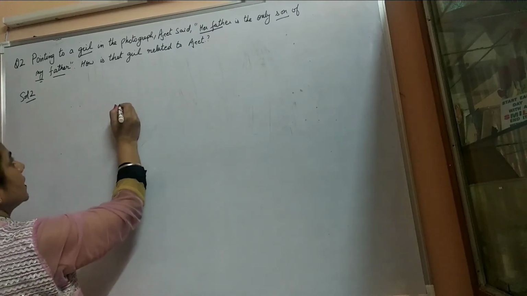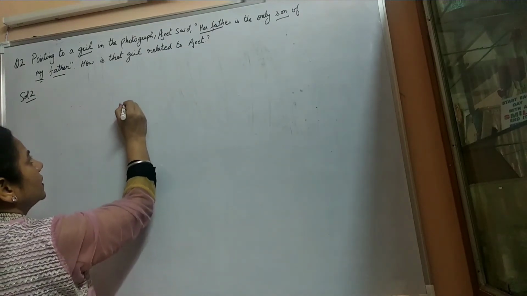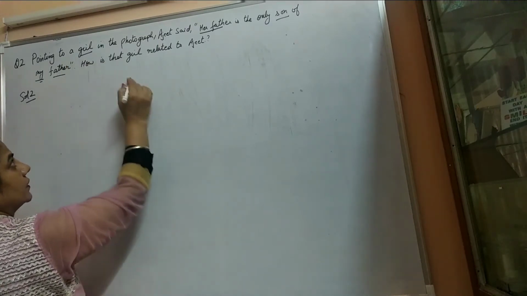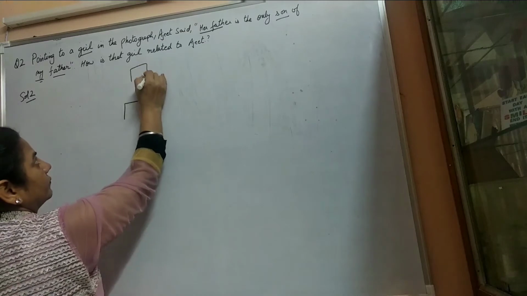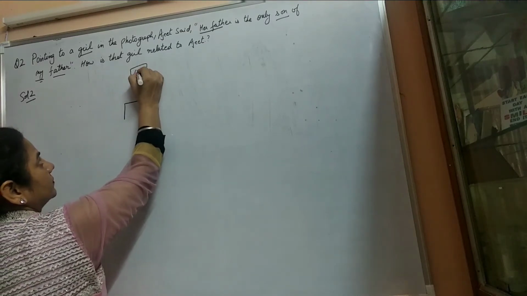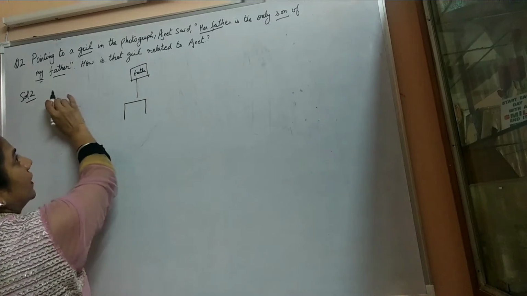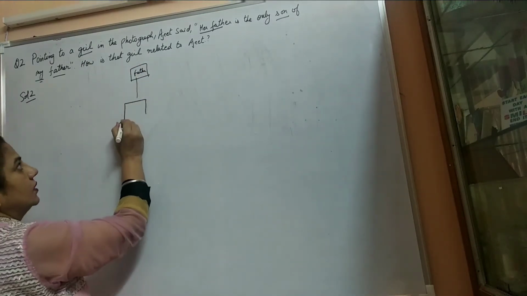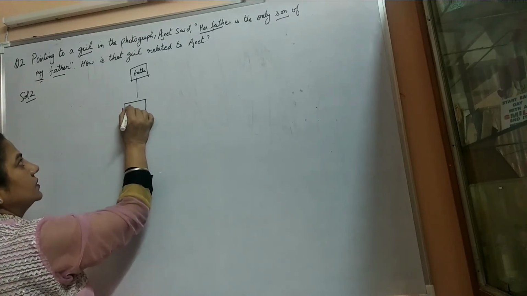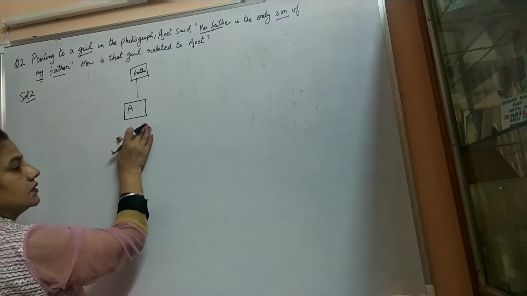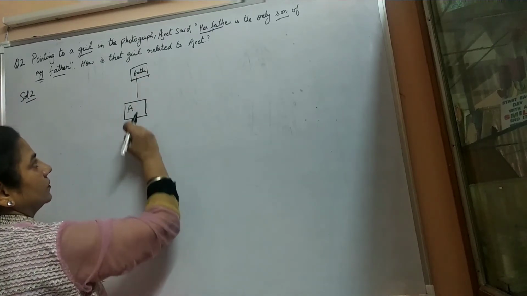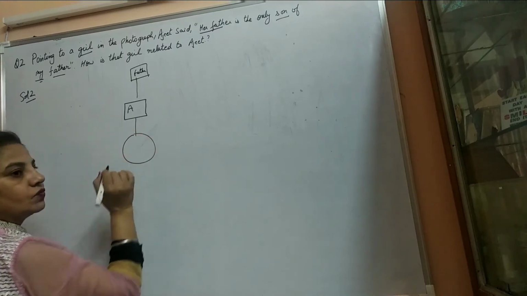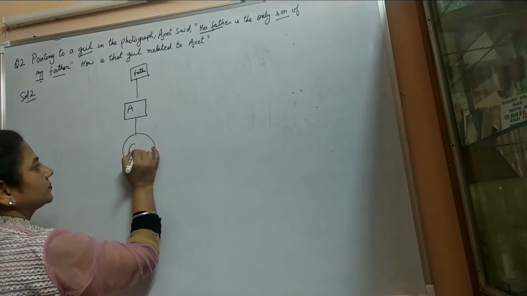So let us start with the diagram. Let us start with Ajit. Ajit's father is a male character. My father, only son. That means the gender of Ajit is son, male. So Ajit is male. Then Ajit, her father. Her father means that the girl child whose photograph is there is a girl child.